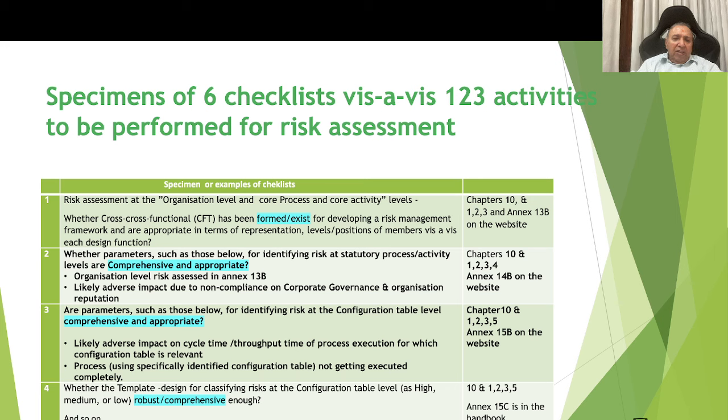The next point is, are parameters such as those below for identifying the risk at the configuration table level comprehensive and appropriate? Likely adverse impact on the cycle time or throughput time or the process execution for which the configuration table is designed for performing the design activity. Then, process not getting executed completely, that is also an important checklist parameter. The next point is whether the template design for classifying the risk at the configuration table as high or medium or low is robust and comprehensive enough, because the risk needs to be classified as high, medium or low, and whether the parameters template developed for this is appropriate or not.